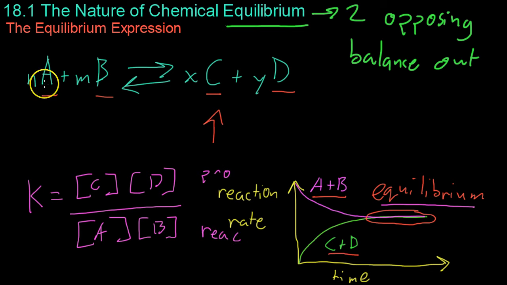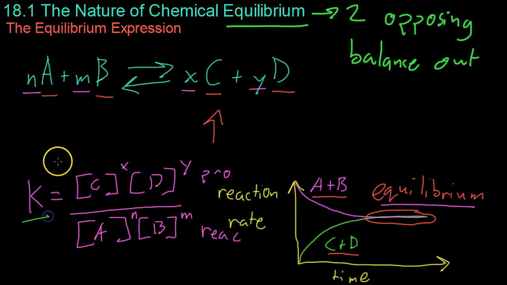Now, we have to keep in mind that there isn't necessarily a one-to-one correspondence between, say, C and A. That's what these chemical coefficients are for. So, in order to form this chemical equilibrium constant, with this K, which is what it's known as, you have to raise each of their concentrations to their respective coefficient. So in other words, C is raised to the X, D raised to the Y, A raised to the N, and B raised to the M.